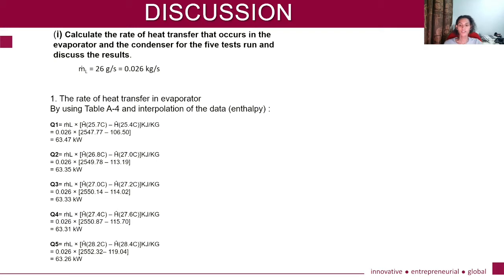So as you can see, this is our calculation for the rate of heat transfer in the evaporator by using table A4 and interpolation of data. We're using ml equal to 0.02 kilogram per second. After that, we can get all of our rates of heat transfer. For Q1 is 36.47, Q2 63.35, Q3 63.33, Q4 63.31, and Q5 63.26.